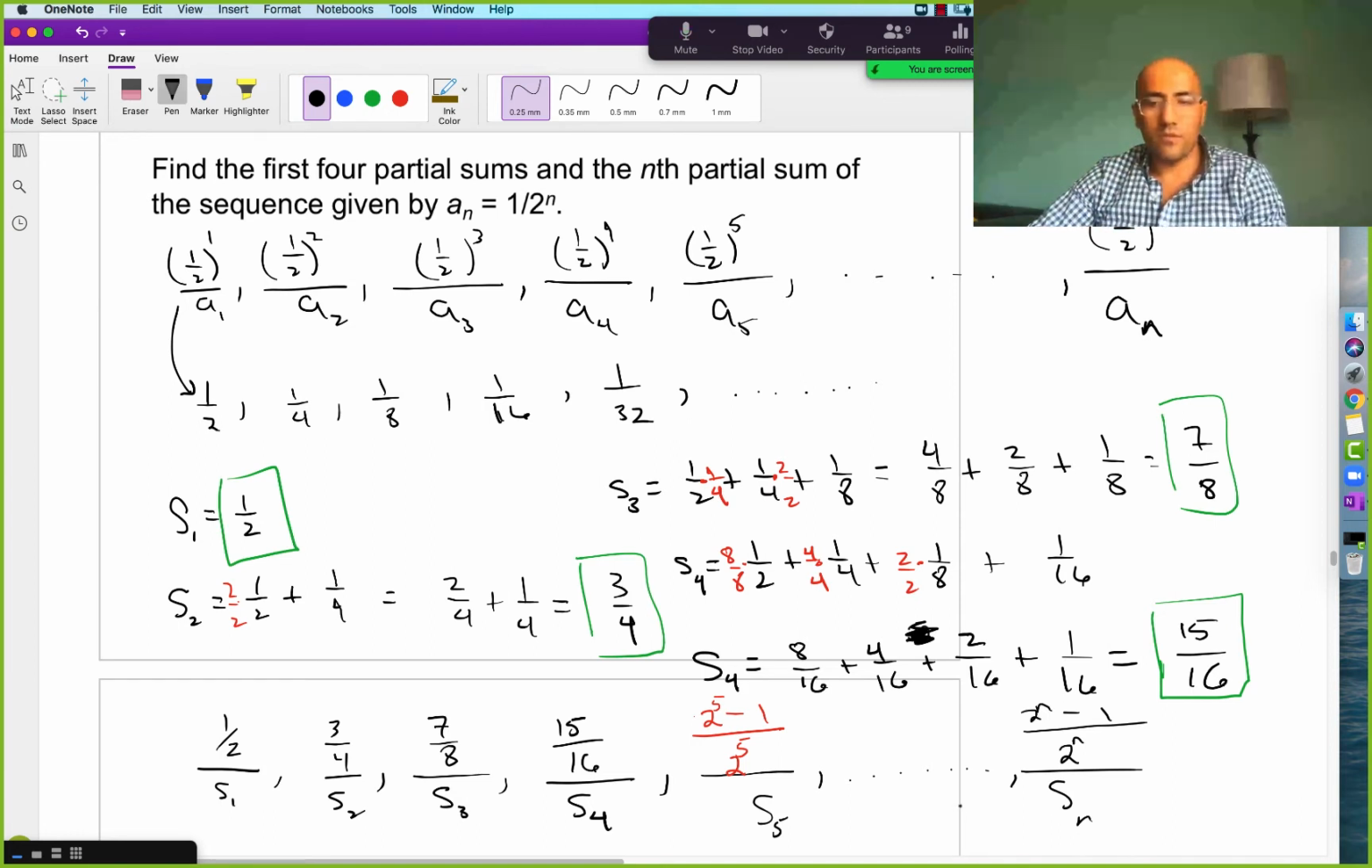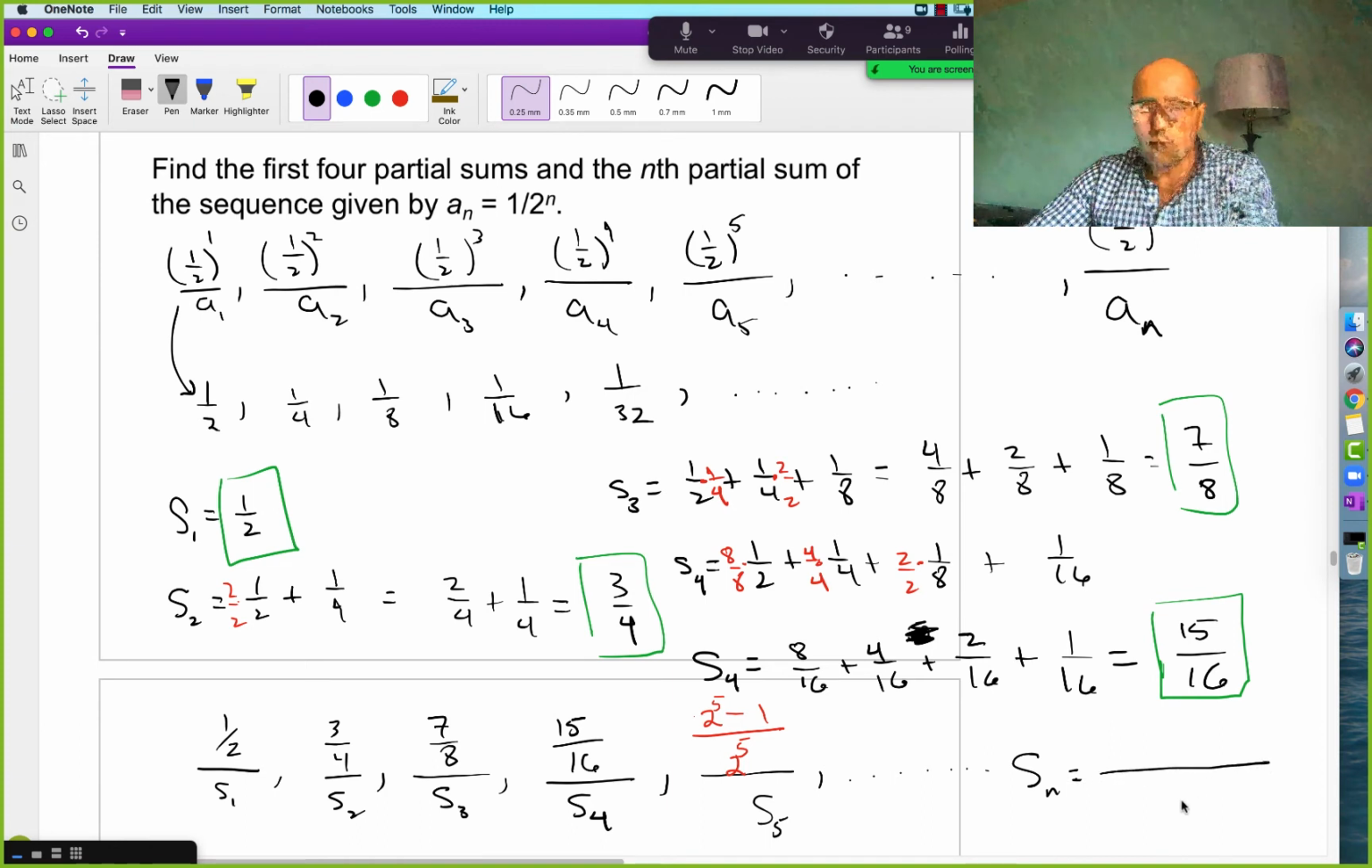No, no, no. This looks weird because now this looks like a giant fraction that's all weird. So let me rewrite that this way. I don't want to write it like that. I'll just say S sub n is equal to a giant fraction where the denominator is 2 to the nth power and the numerator is 2 to the nth power minus 1. So look, we were able to get a nice closed formula for the sequence of partial sums in this case.